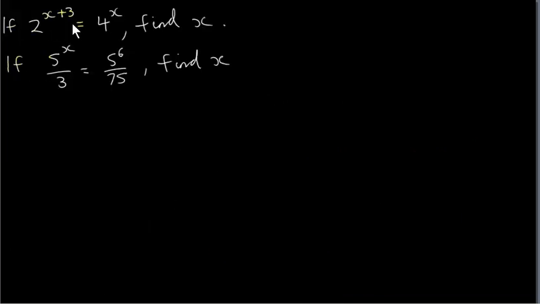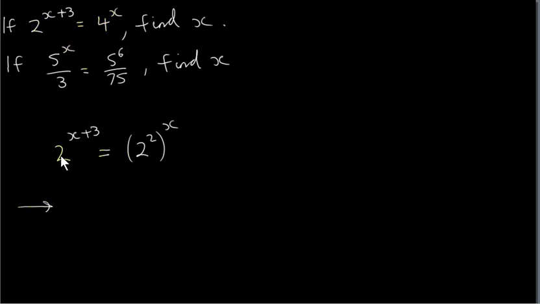Here are two questions from past exam papers. If 2 to the power of x plus 3 equals 4 to the power of x, find x. Now, 4 can be written as 2 to the power of 2. Why do we write it like that? Because we want base numbers to be the same. If the base numbers are the same, we can equate the powers. So you see 4 can be written as a power of 2.